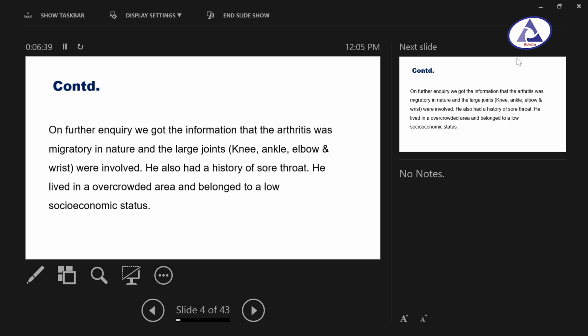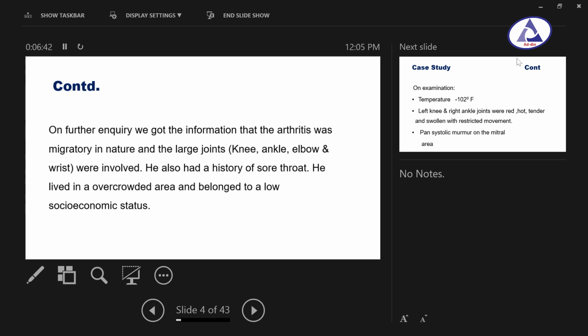Then on query, we got the information that the arthritis was migratory in nature and involved the large joints. He also had a history of sore throat. He lived in an overcrowded area and belonged to a low socioeconomic status.